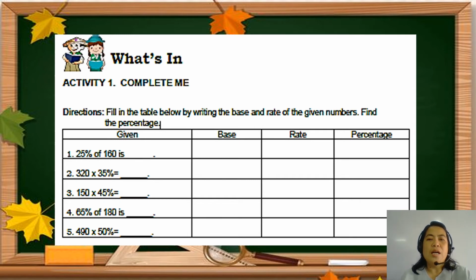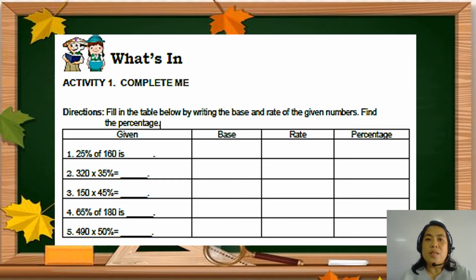Number 4. 65% of 180 is blank. So identify the base, the rate, then find the percentage. Number 5. 50% of 490 is equal to blank. So again, identify the base and the rate, then find the percentage.